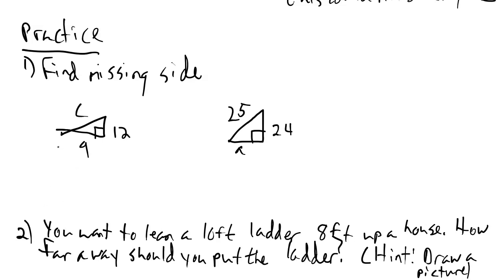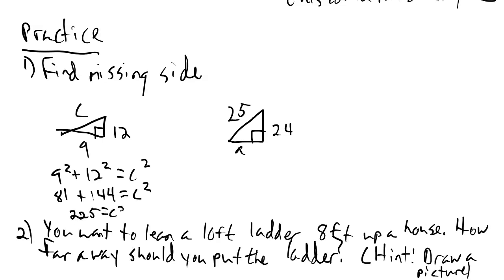Okay, so welcome back. Let's do these. For this one, we're trying to find c, so this becomes 9 squared plus 12 squared is equal to c squared, or 81 plus 144 is equal to c squared. If we combine those, what would that be? 225 is equal to c squared. So we're going to take the square root of that to figure out what c is equal to. We find that c is going to be 15.